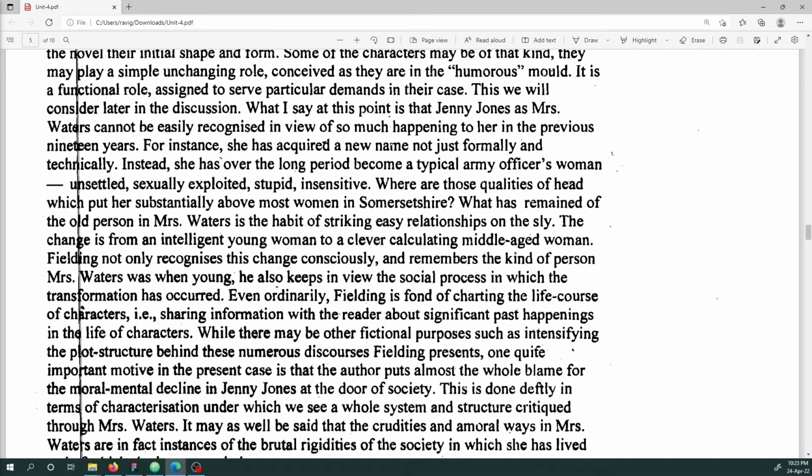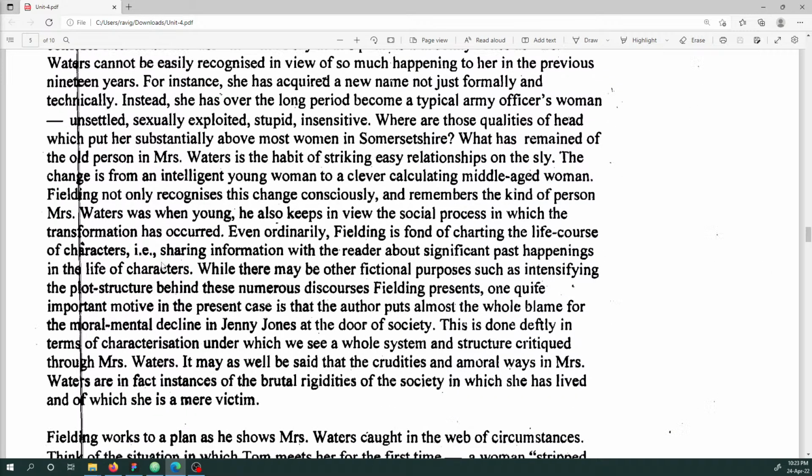Even ordinarily, the fielding is fond of charting the life course of the characters, that is, sharing the information with the reader about significant past happenings in the life of the characters. While there may be other fictional purposes, such as intensifying the plot structure behind these numerous discourses, Fielding presents one quite important motive in the present case: the author puts almost the whole blame for the moral and mental decline in Jenny Jones at the door of society.